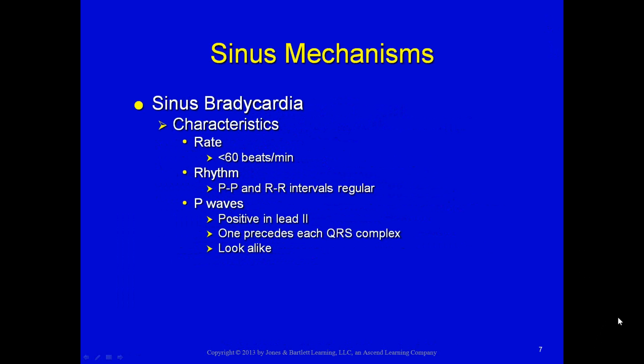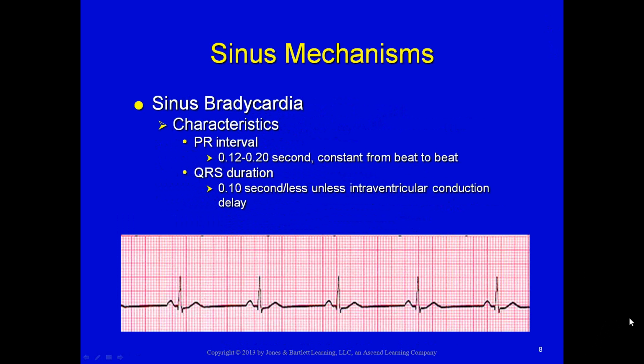And that's what they're identifying here, the rules. A sinus bradycardia is a sinus bradycardia when the rate is less than 60, when the rhythm is regular, your P to P is regular, your R to R is regular, when the P waves are upright in lead 2, and there is one for every QRS complex, and they all look alike. The PR interval is normal, the QRS width is normal, and that's what's demonstrated in this rhythm here on the slide.